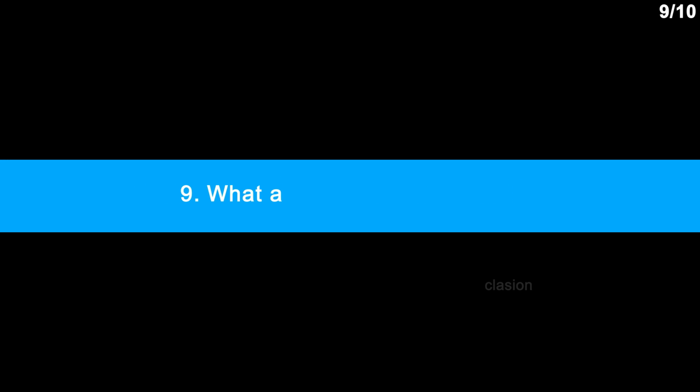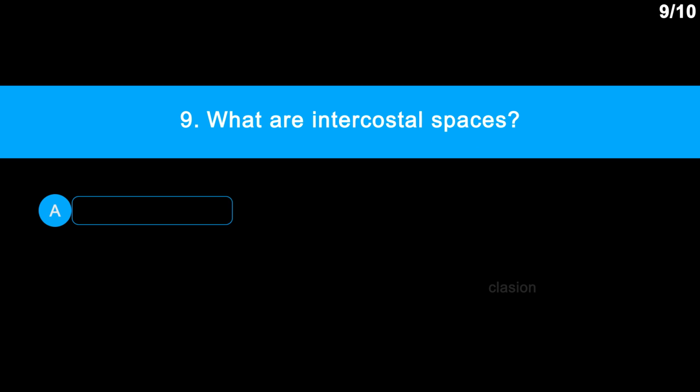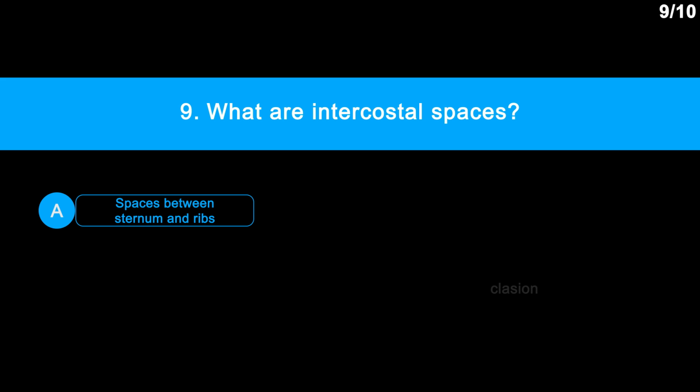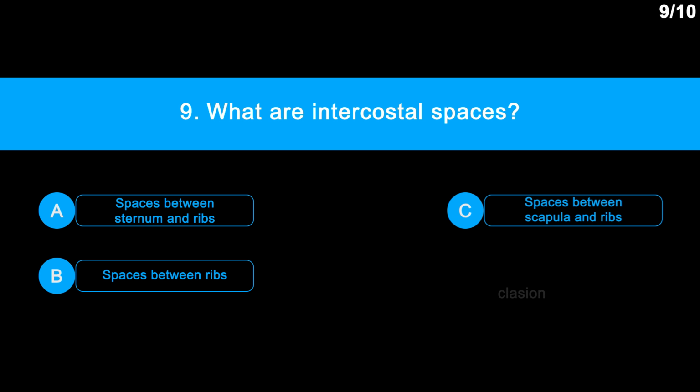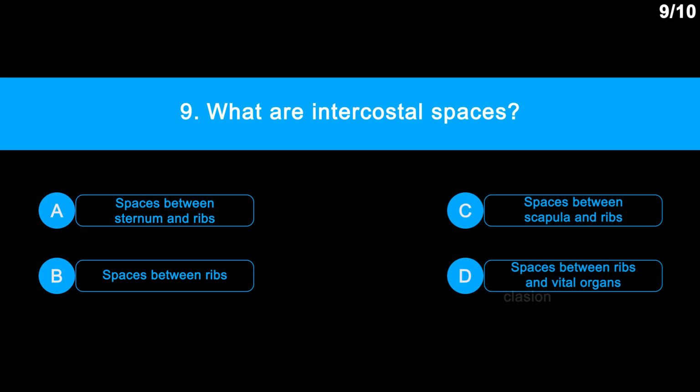Question number 9. What are intercostal spaces? Option A. Spaces between sternum and ribs. Option B. Spaces between ribs. Option C. Spaces between scapula and ribs. Option D. Spaces between ribs and vital organs.